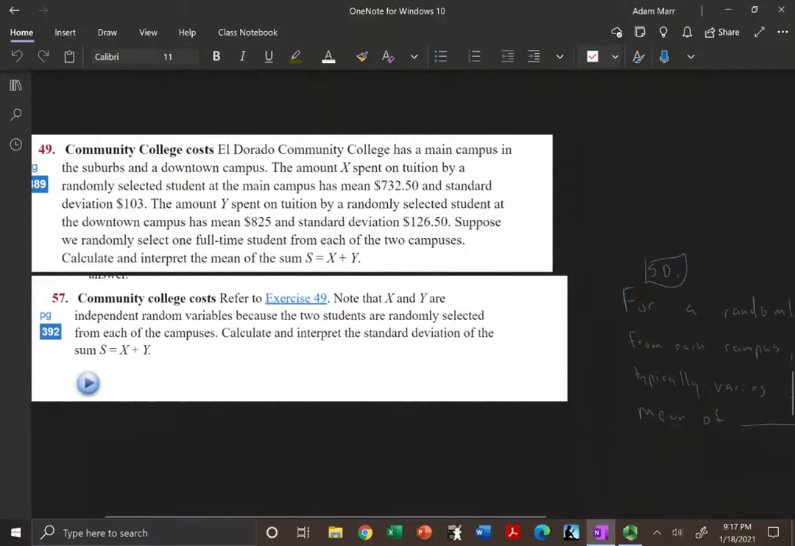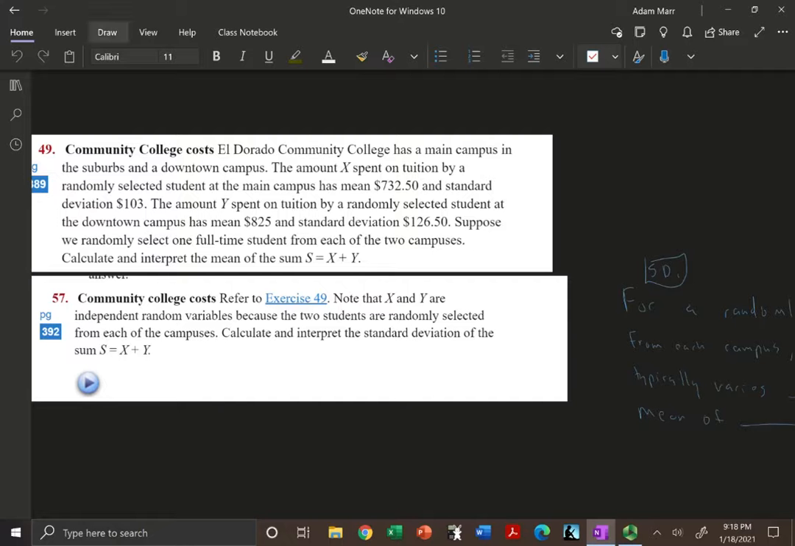El Dorado Community College has a main campus in the suburbs and a downtown campus. The amount X spent on tuition by a randomly selected student at the main campus has a mean of $732.50, a standard deviation of $103. The amount Y spent on tuition by a randomly selected student at the downtown campus has a mean of $825 and a standard deviation of $126.50. Suppose we randomly select one full-time student from each of the two campuses. Calculate and then interpret the mean of the sum, which is S equals X plus Y.